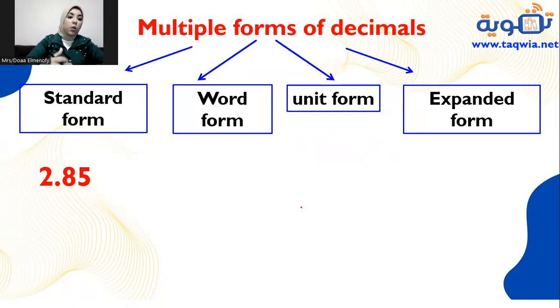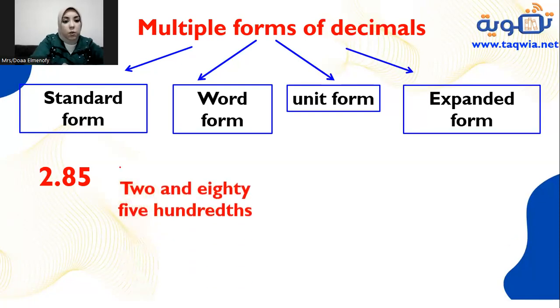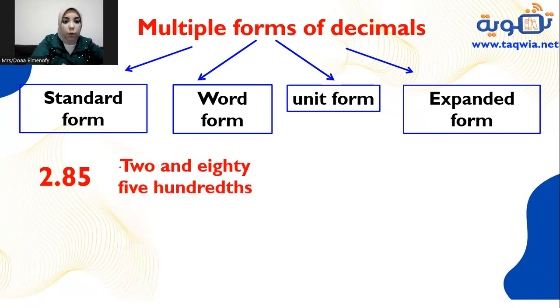So here I told you that we have to read the number from the left. This is 2 in the whole number. And when we have the point, we're going to read it "and". Then we're going to read the number in the decimal part, so it's 85. And don't forget, you have to mention the last place here. The last place here is hundredths. So we're going to read it as 2 and 85 hundredths, and write it like this in word form.